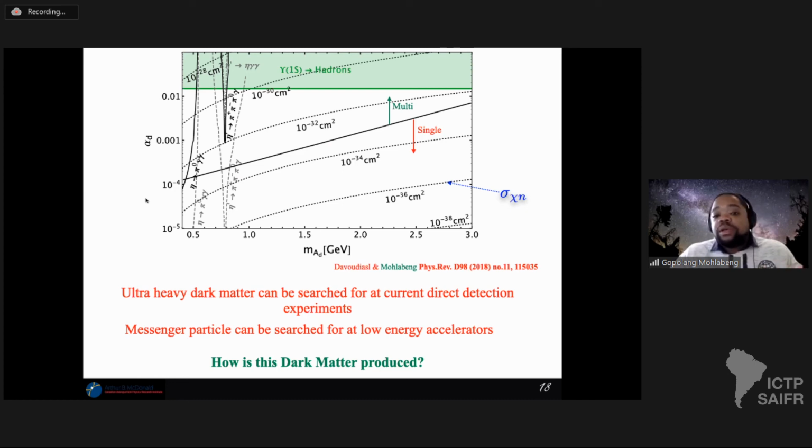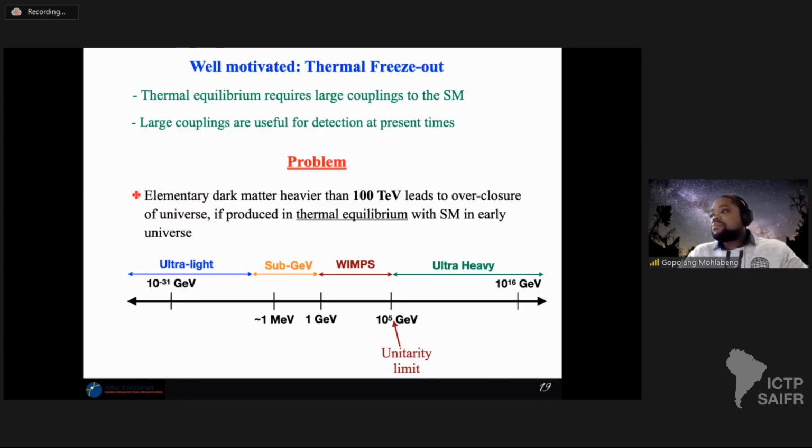Now, I've told you about this interesting signal in direct detection experiments, but I actually haven't told you how we could produce this type of dark matter particle. There are many ways that we could produce dark matter in the early universe. We heard about one interesting way this morning, two talks ago. There's freeze-in, there's asymmetric dark matter, but a very well motivated way is also thermal freeze-out. And in fact, this is the way that WIMPs are produced in the first place.